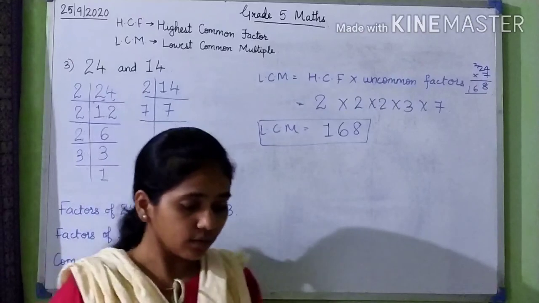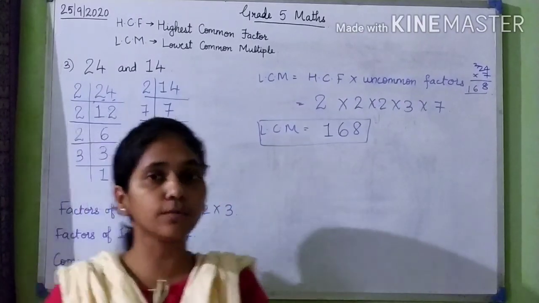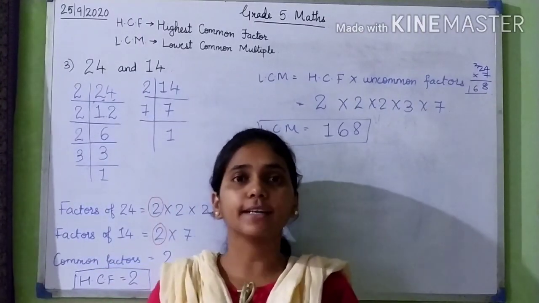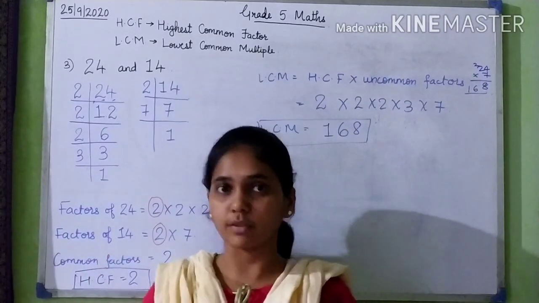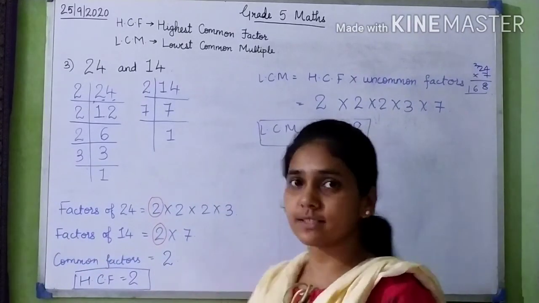So in this way we solve the LCM and the HCF of two given numbers. So this was all about exercise 21.